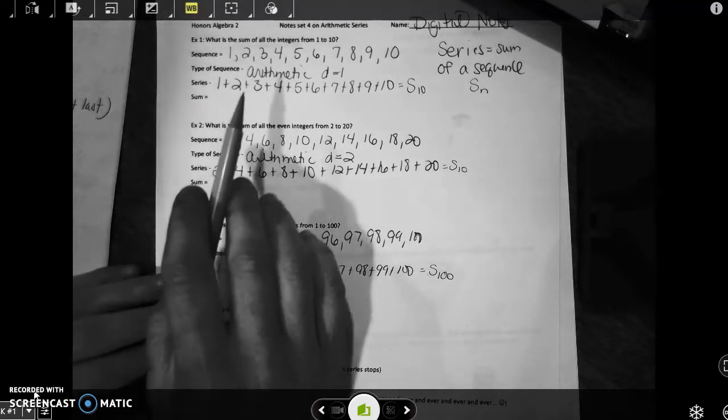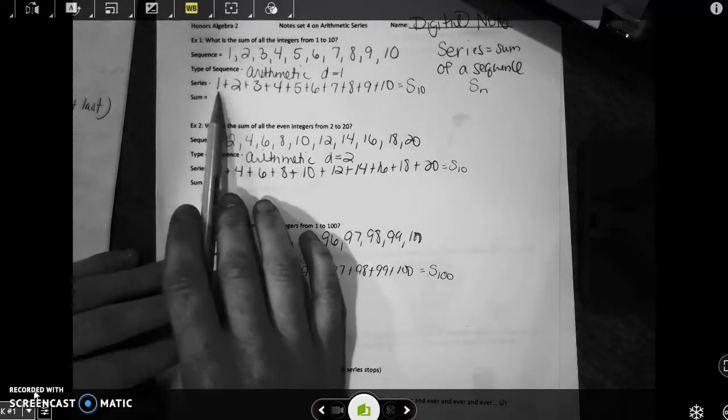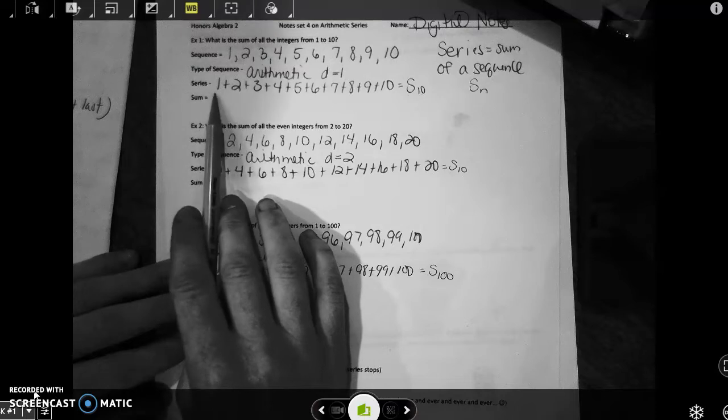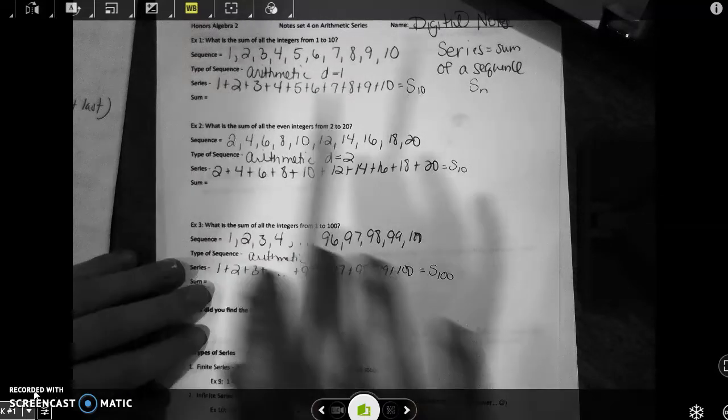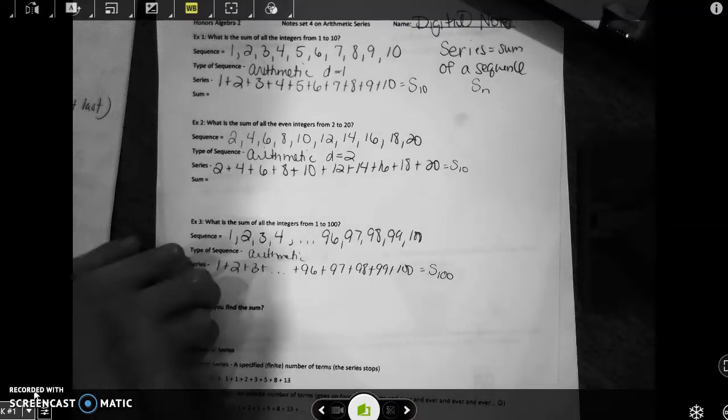I'm assuming that a lot of you probably noticed a pattern, and so instead of just adding 1 plus 2 and saying that's 3, and then 3 plus 3 is 6, and then 6 plus 4, and so on, you probably looked for some pairs.